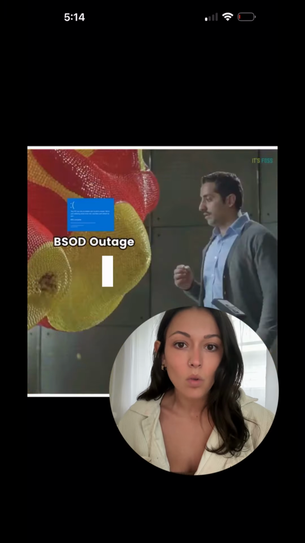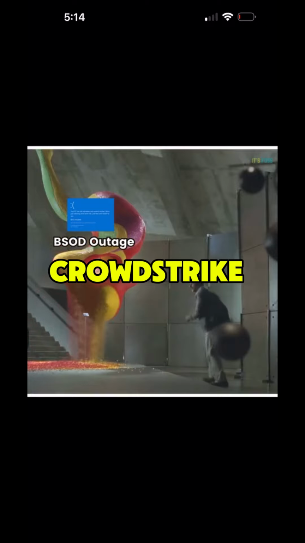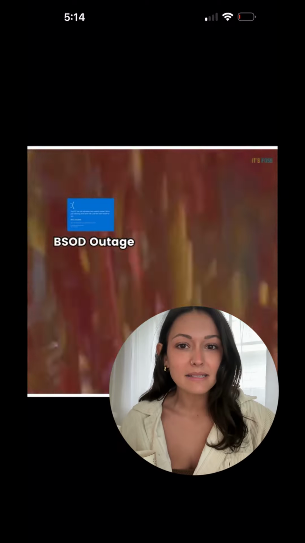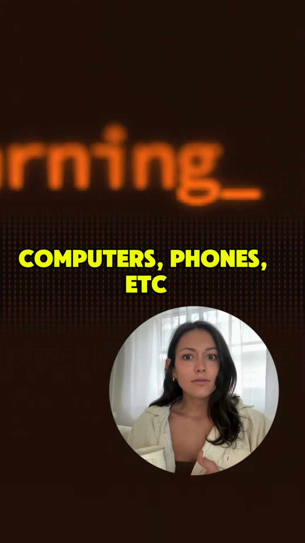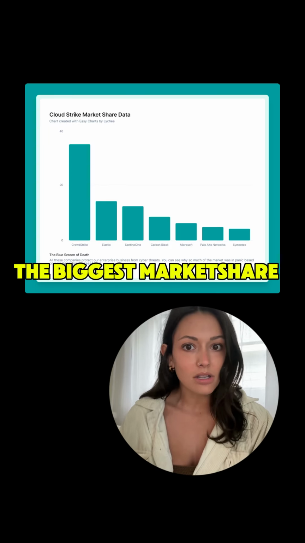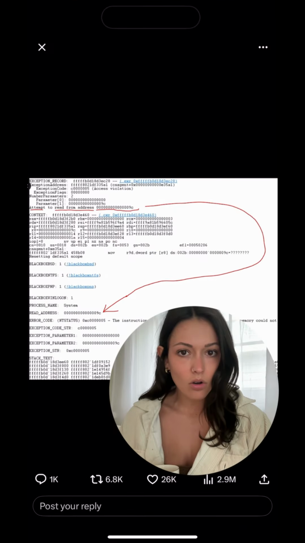Let's start with, what exactly is Crowdstrike? As simply as I can put it, it's a cybersecurity company that helps protect computers, phones, and other devices from hacks, malware, viruses. Crowdstrike has by far the largest market share, which means a ton of huge companies rely on it. Okay, so here's the issue.